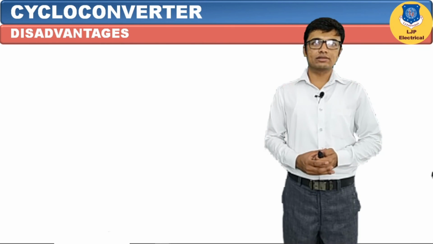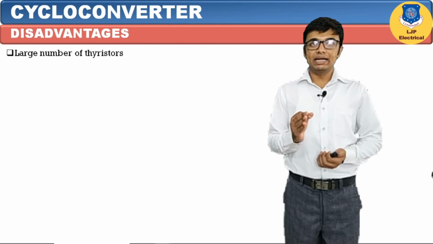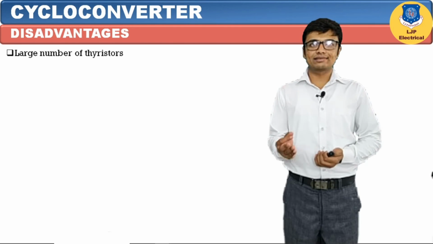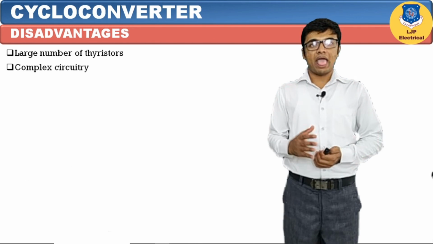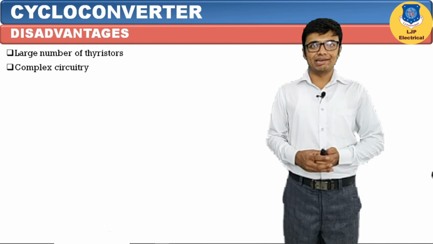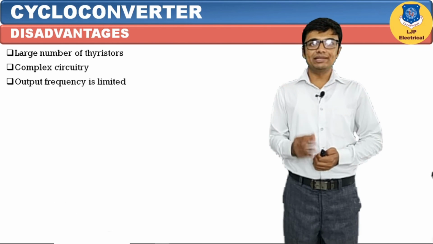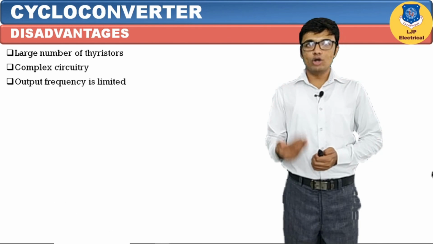Let's see disadvantages of cycloconverter. The first one is it requires a larger number of thyristors. Hence the cost of the system will increase. It requires complex circuitry. The output frequency is limited. We cannot step up frequency beyond some limitation.